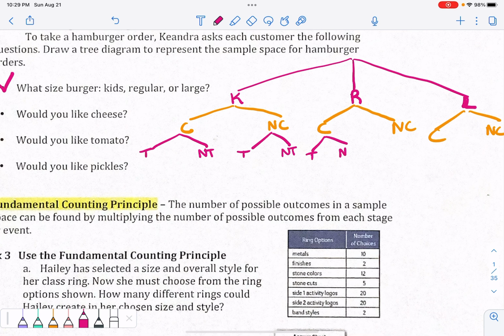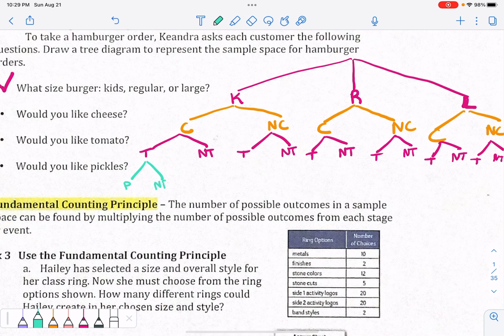Tomato, no tomato. Tomato, no tomato. This is going to get really tedious, and some of you guys are bored already. Tomato, no tomato. There you go. Okay, and then pickles. Last step.